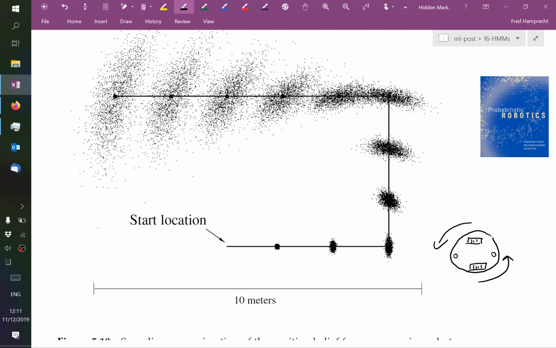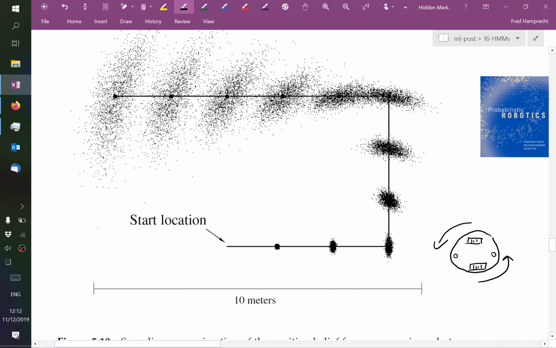And you see that this now induces a distribution which is no longer fully symmetric with regard to the direction of movement, but is now a little bit skewed. This is due to the way this robot was constructed.